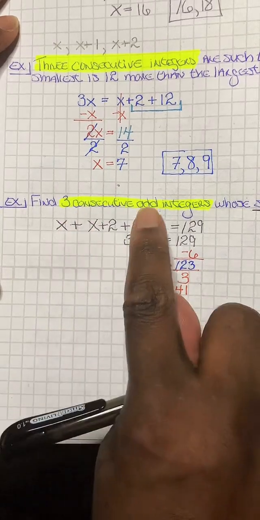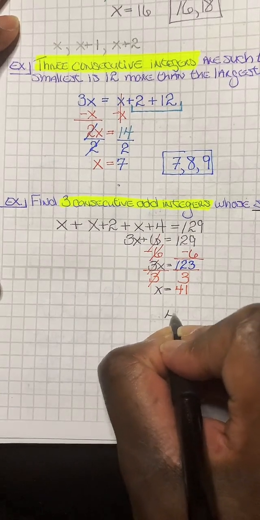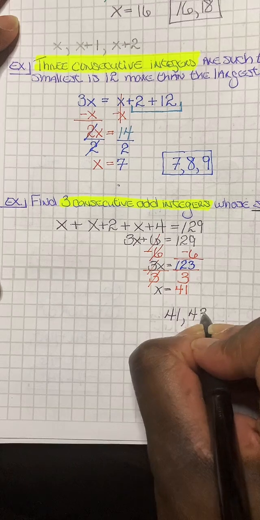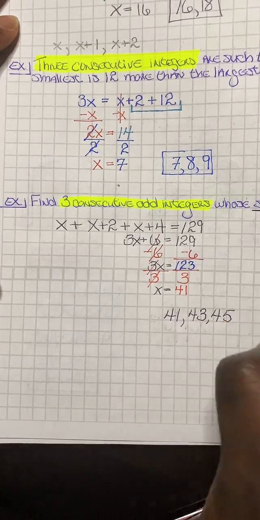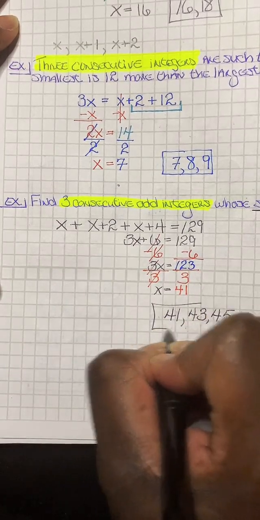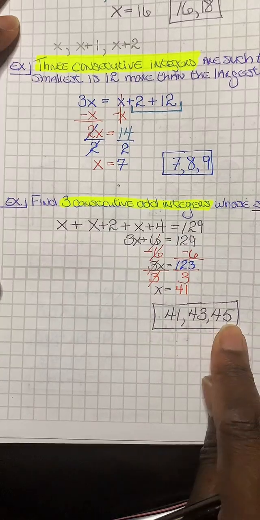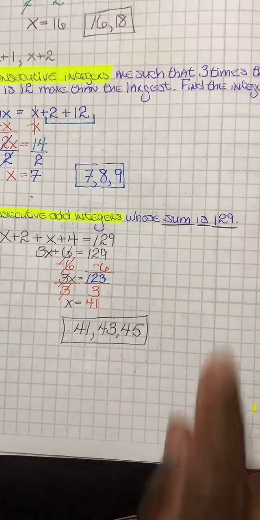So consecutive odd integers, if I'm starting off with 41, the next one has to be 43, and then the next one has to be 45. If you don't believe me, go ahead and add all 3 up, and I'll bet you cold hard cash it's going to equal 129.